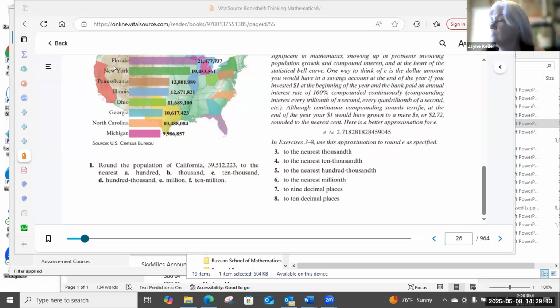Clear that and see what else I have. Number 14. Let's see.